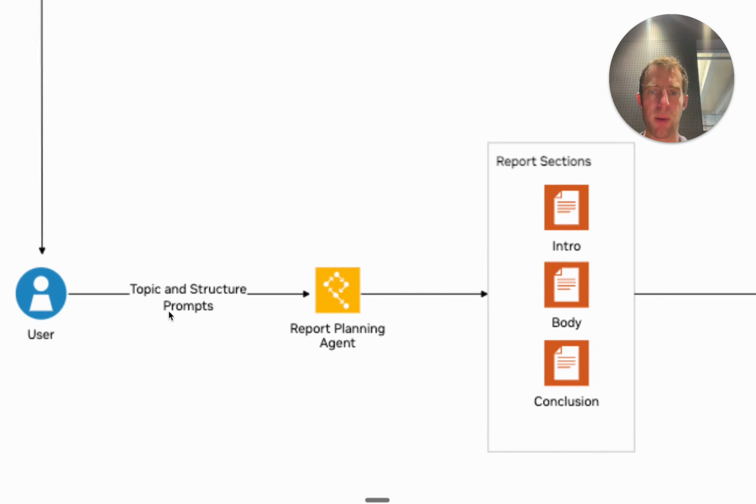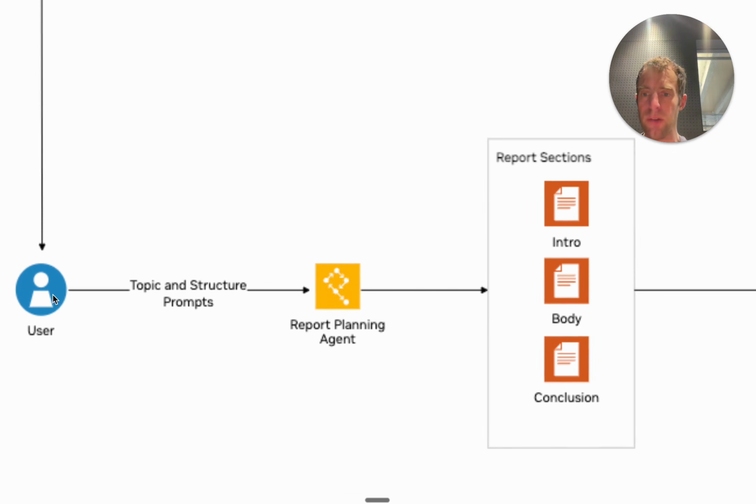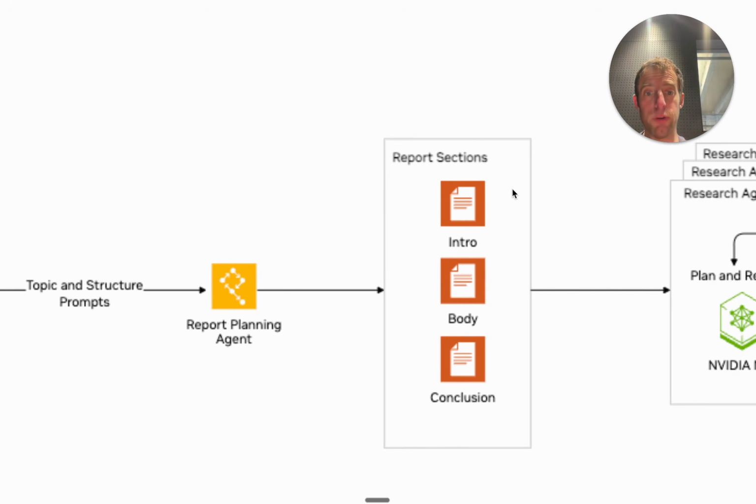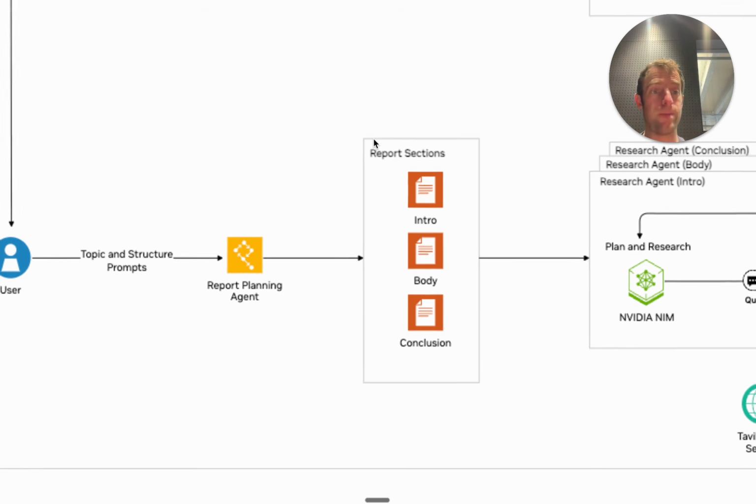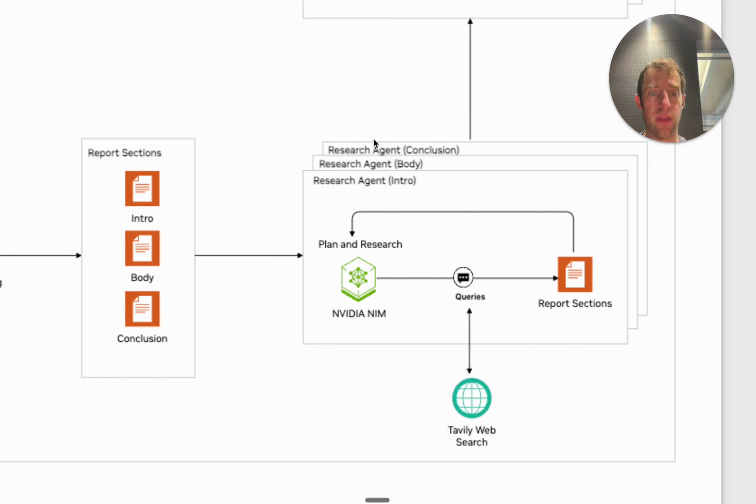So go back to our diagram. We've just talked through this. I'm the user, I give it a topic, I give it some structure. My planner then produces report sections. And again, this is just using structured outputs with Llama 3.3. Pretty cool. Now the next thing I need to do is actually do research.